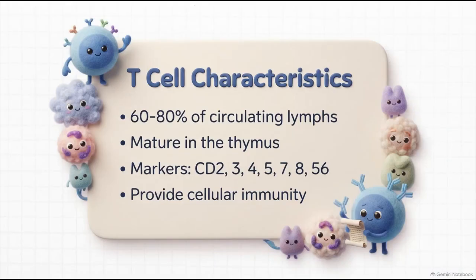Meanwhile, T cells absolutely dominate the circulation, making up 60 to 80% of your circulating lymphocytes. Like the name implies, they differentiate in the thymus. Their CD markers are a broader set: CD2, 3, 4, 5, 7, 8, and 56. What's wild is that these markers can actually appear, disappear, and reappear throughout their development. T cells are the core of your cellular immunity.